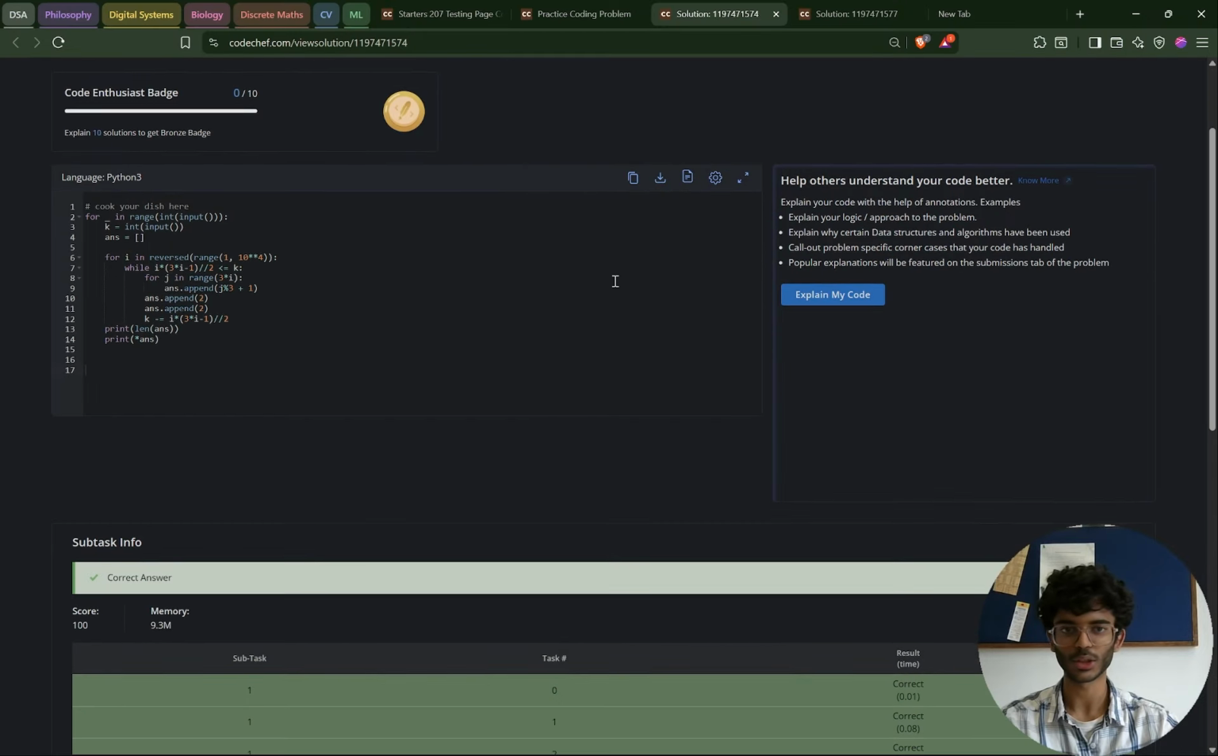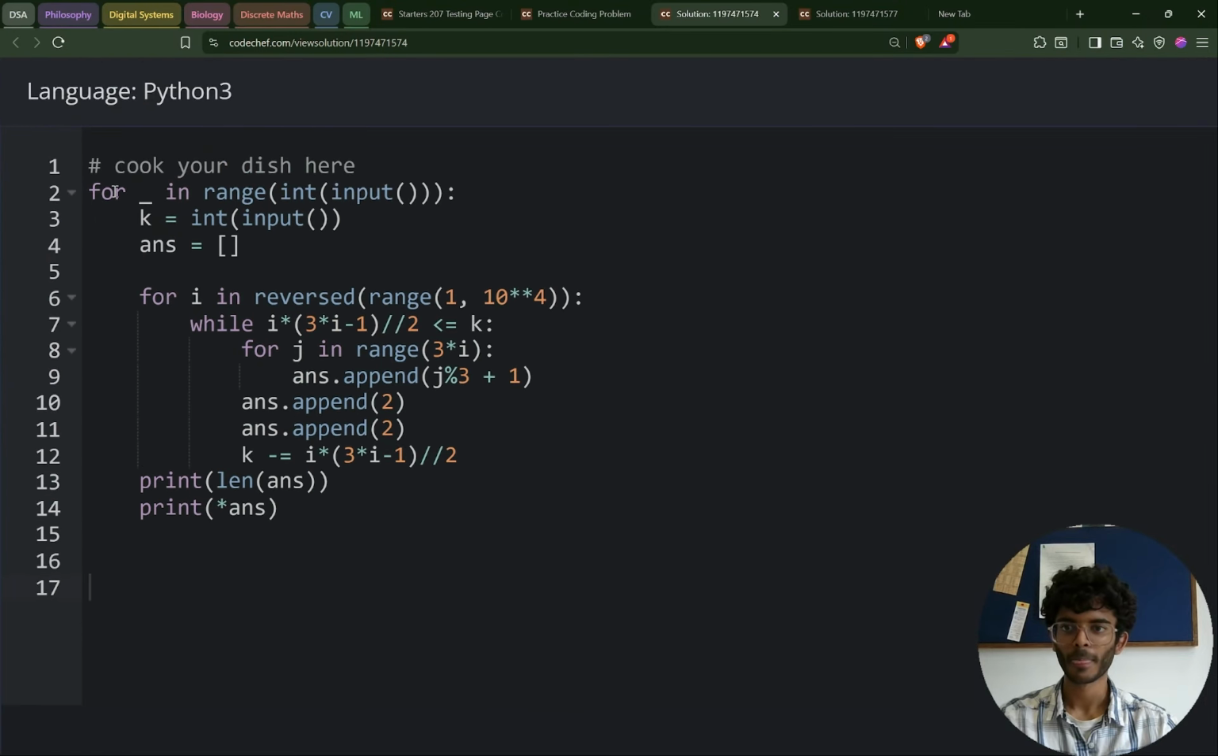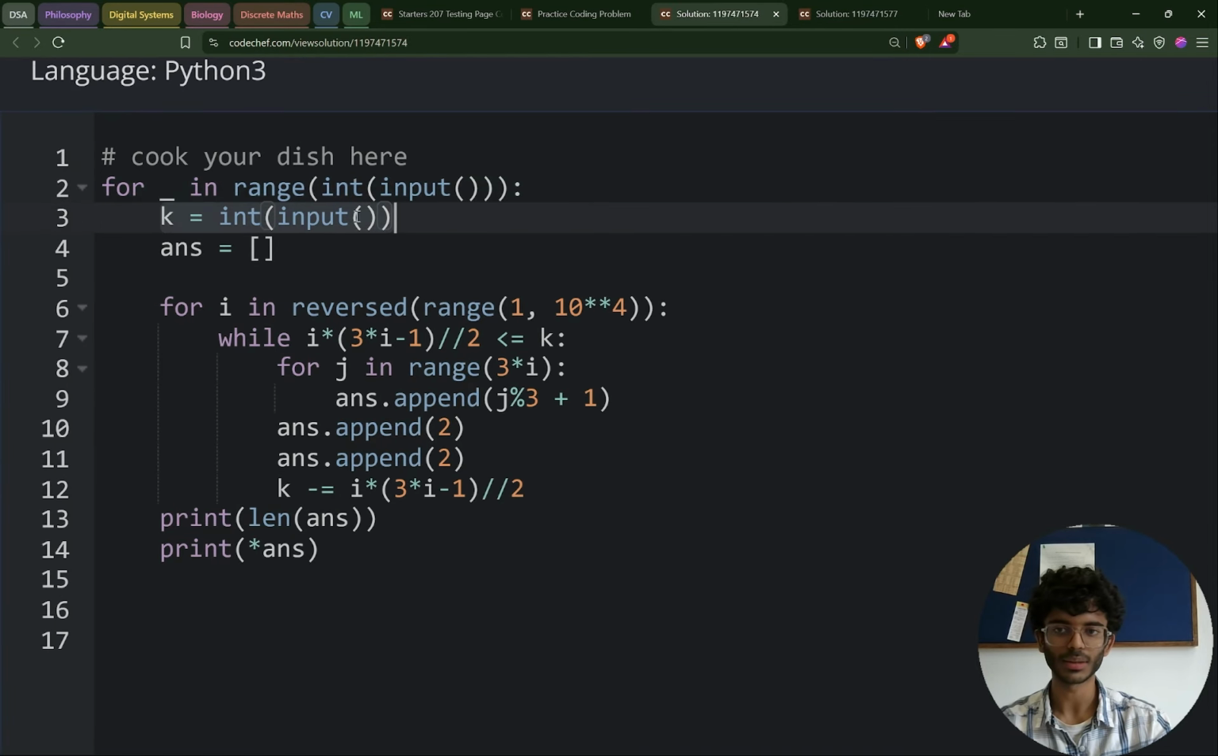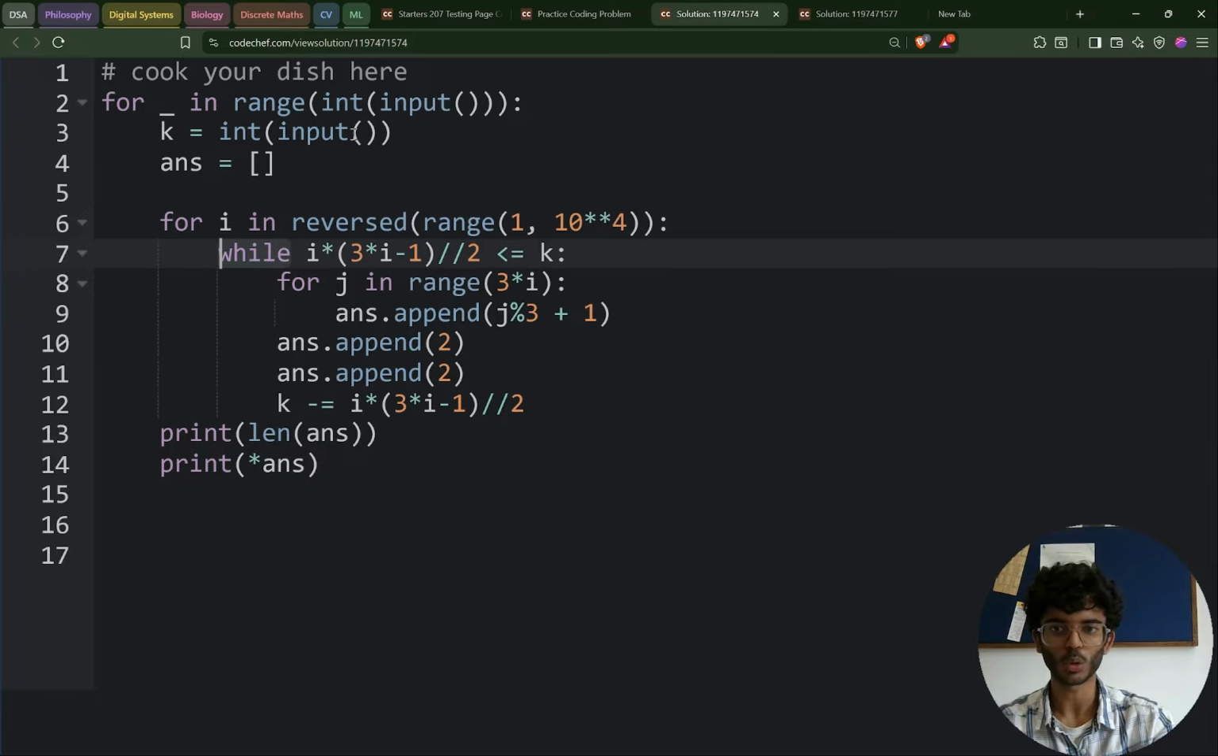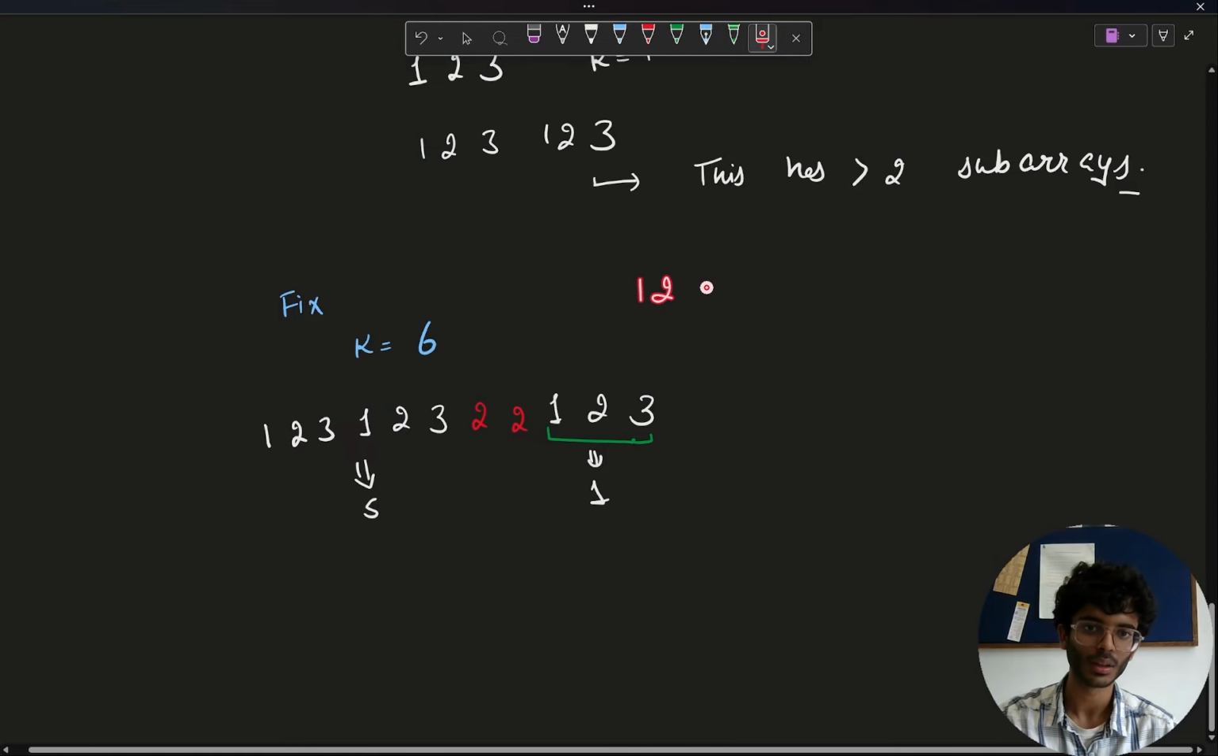Now let us see the solution in Python. We'll begin by taking in the input of test cases. We'll take in the input of k. We'll initialize our answer as an empty list. We'll run i from 10 to the power 4 down to 1, that is from the largest value of i that we can take to the smallest value. We'll run a while loop: while this summation is less than or equal to k, just keep appending 1, 2, 3, 1, 2, 3, 1, 2, 3, i number of times.